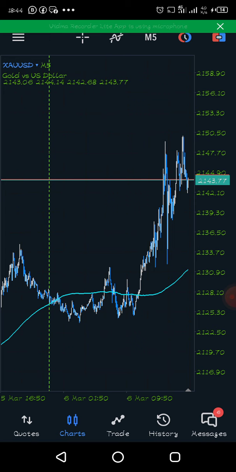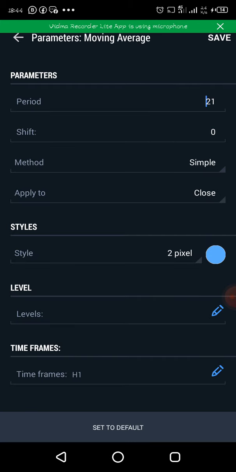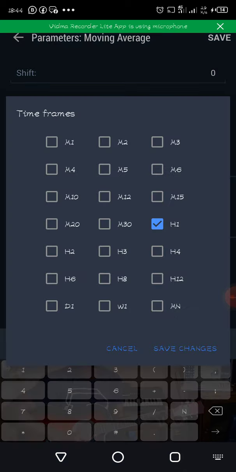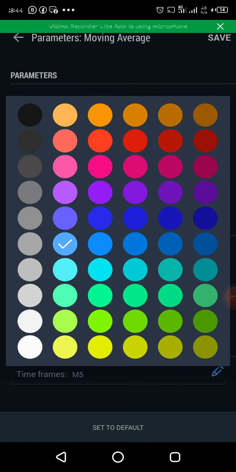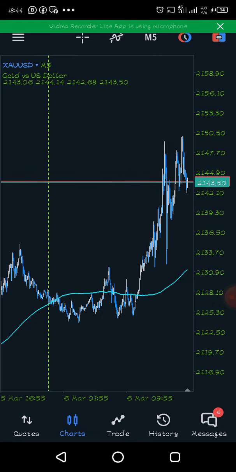Now I'm going to select another moving average here, and I'm going to set it to 2,300, and it's going to be simple. But this time around, all the levels are going to be turned off except 5 minutes. So I'm setting the level to only 5 minutes. Then I'll save the change. Then I can change the color. I'll put red.